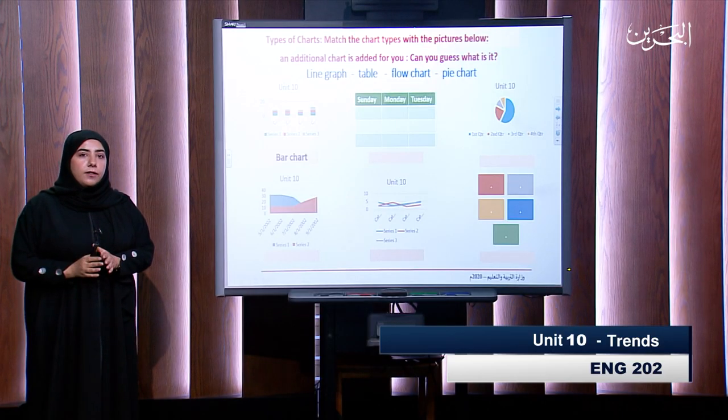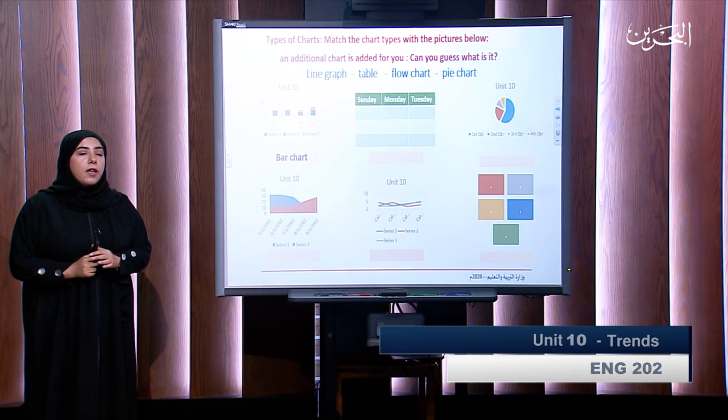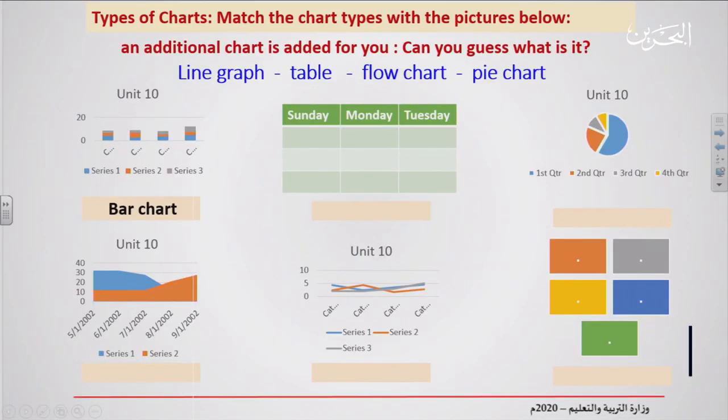Before you start writing a description of a chart, this is an example of types of charts. So number one is done for you. This is a bar chart. I want you to match the rest of the types to its chart. Remember that there is an additional chart that I want you to guess. You have 2 minutes, try to label the charts and then I'll show you the answers.